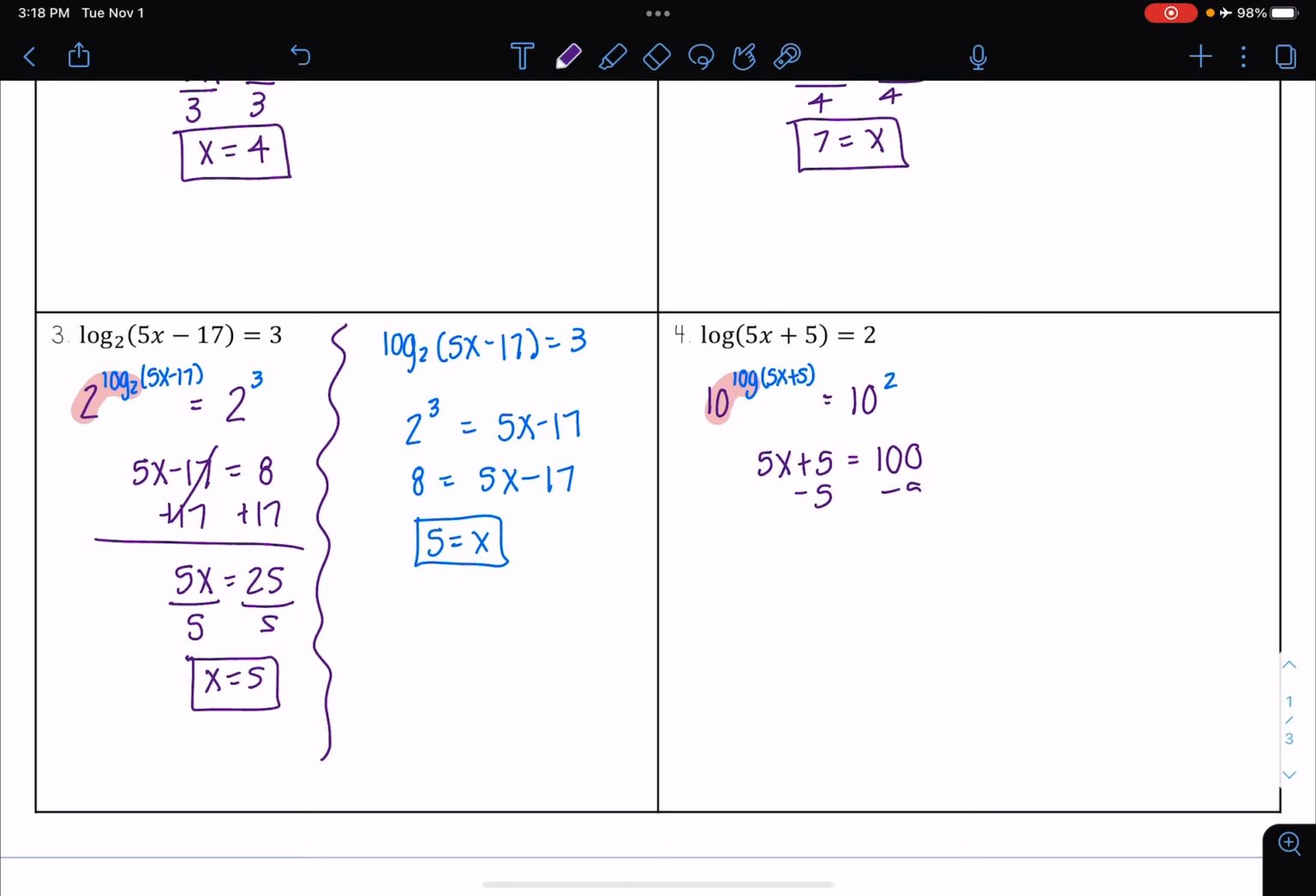Subtract 5, and I get 5x is equal to 95. Then divide both sides by 5, and I get that x is equal to 19. Again, if you wanted to use the other method, you could have skipped to 10 squared is equal to 5x plus 5 and solved from there.